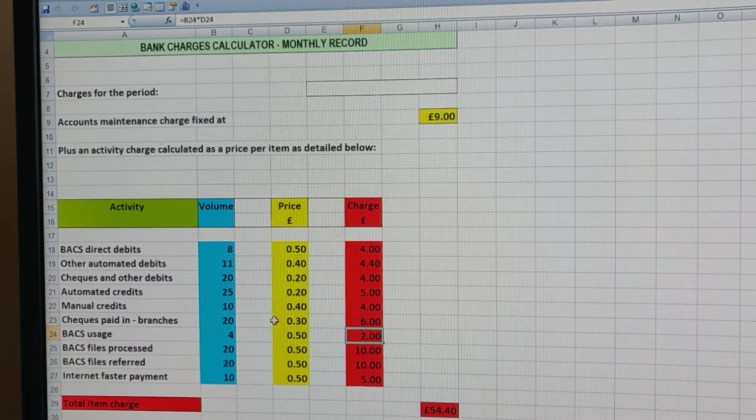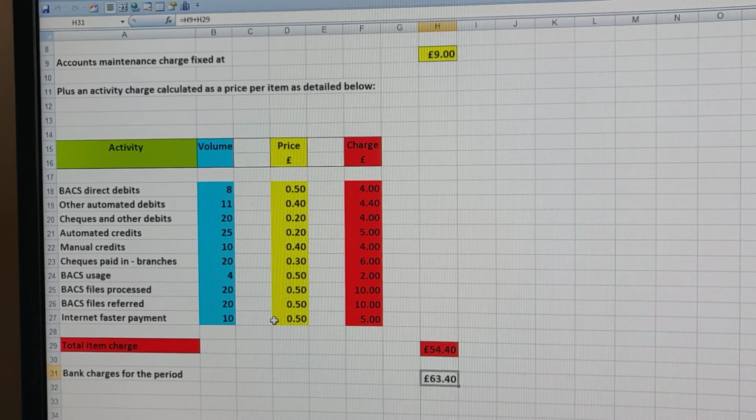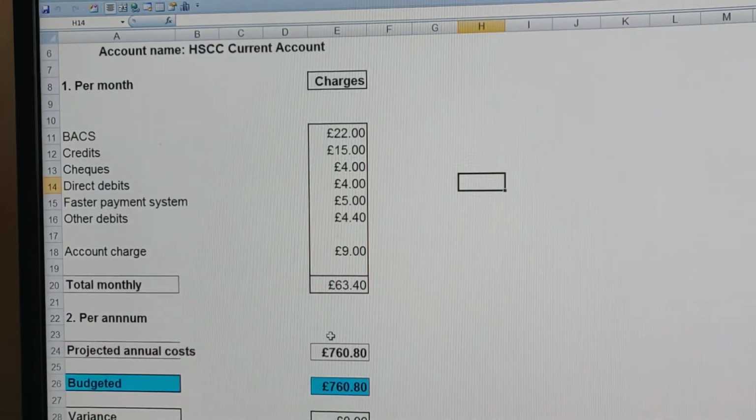Now, in total, the bank manager will then charge you every month, total item charge for all the items, £54.40, as shown by this spreadsheet. Now, bank charges, £63 in total, together with the maintenance charge for the month. Now, you look at the summary here.